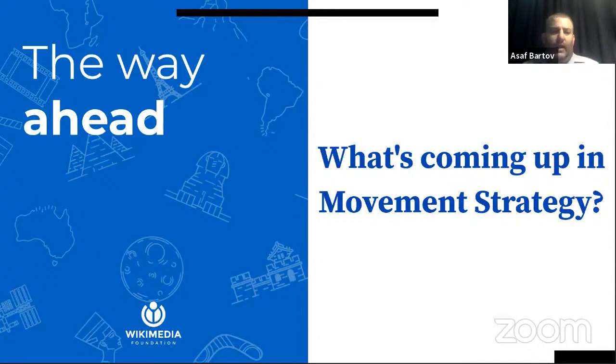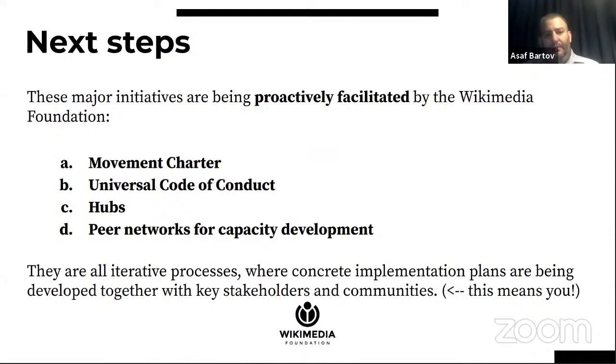I want to project a view into what is the way ahead, what's coming up in movement strategy. And so these four initiatives listed here are at the moment being proactively facilitated by the Wikimedia Foundation. So there are people at the Wikimedia Foundation, staff, who are making sure these four things, movement charter, universal code of conduct, hubs, and peer networks for capacity development, are moving along. It doesn't mean the Wikimedia Foundation is responsible for these things. It doesn't mean the Wikimedia Foundation has owned them and nobody can contribute or criticize or anything like that.